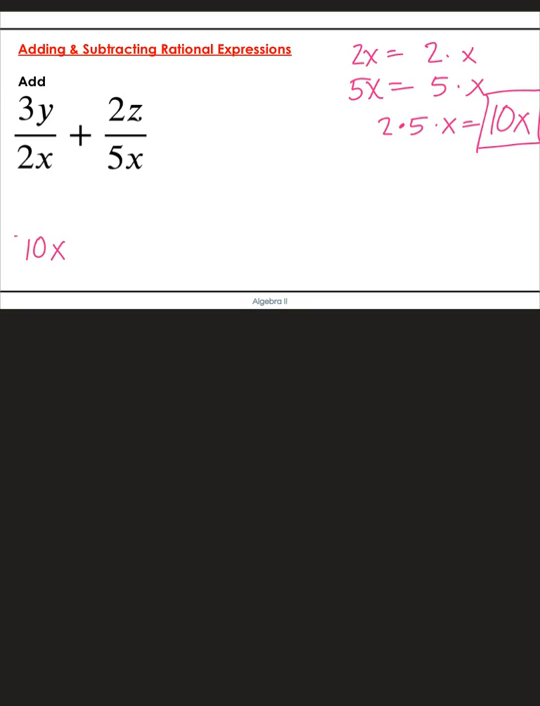So our first denominator is 2x. So 2x is 2 times x. And then we have 5x, and 5x is 5 times x. So remember, we need the greatest occurrence of each number or variable. So we'll have 2 times 5 times x, which gives us 10x. So our least common multiple is 10x. So that means we are going to rewrite both of these fractions with a denominator of 10x.